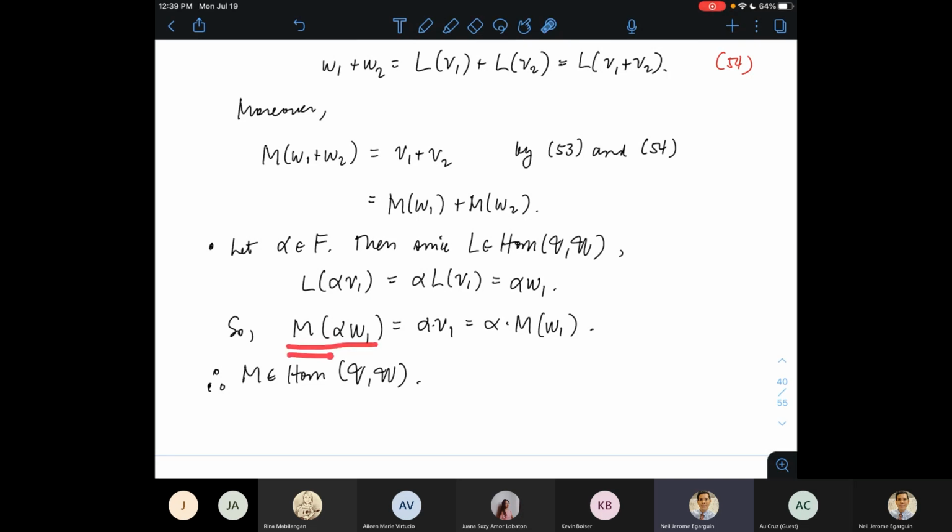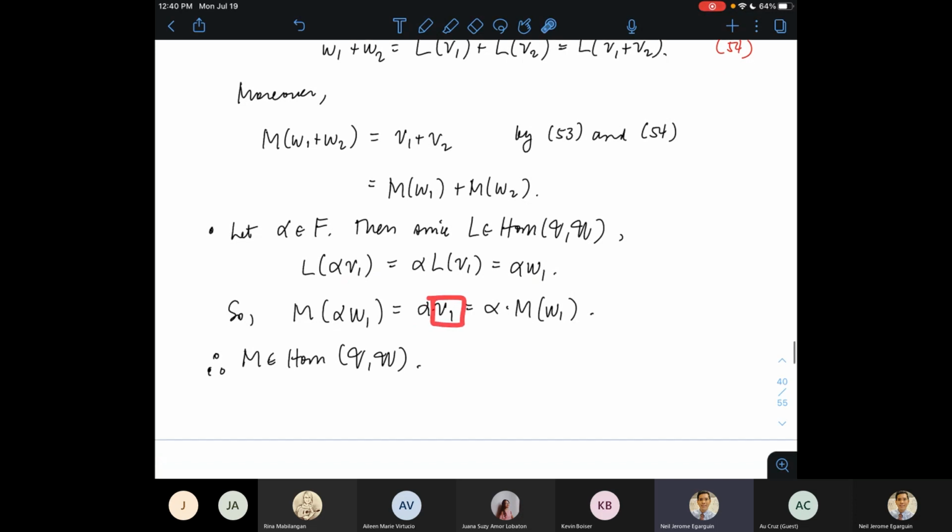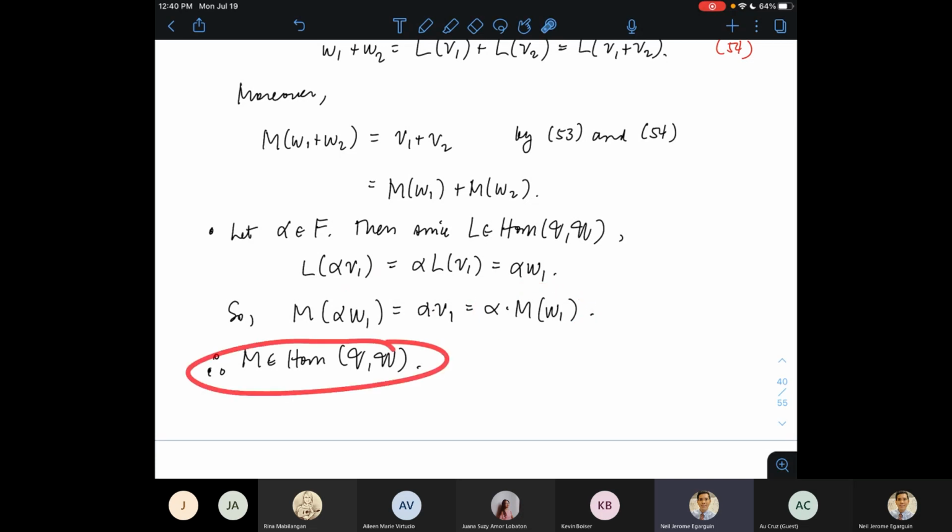So that means M of alpha W1 is the element of V whose image under L is alpha W1. But from the preceding statement, we said that alpha W1 is equal to L of alpha V1. And so it follows that M of alpha W1 is alpha V1. But remember, V1 from above is exactly M of W1. And so here we have shown that the image of a scalar multiple is the scalar multiple of an image. And so indeed, M is a homomorphism.